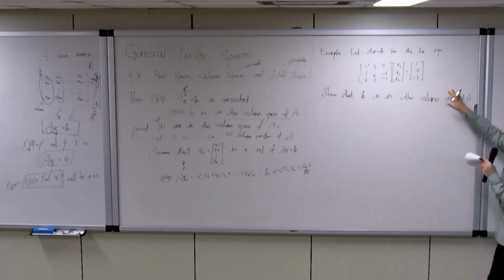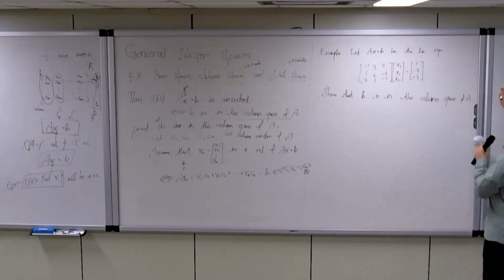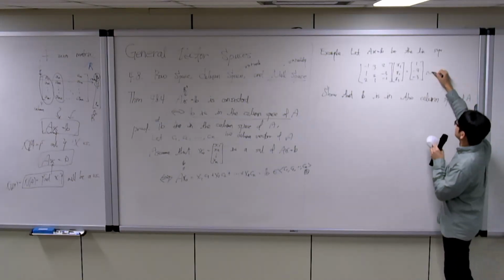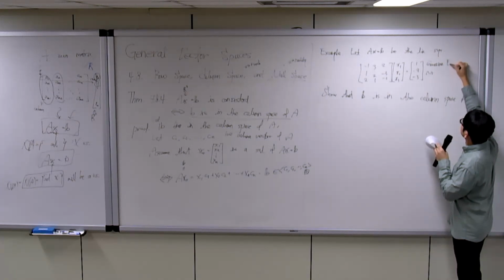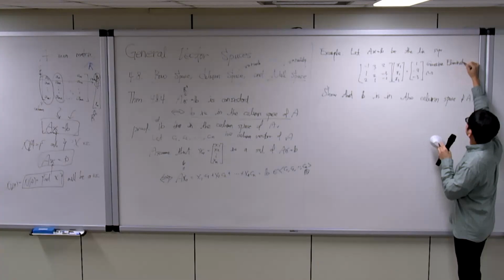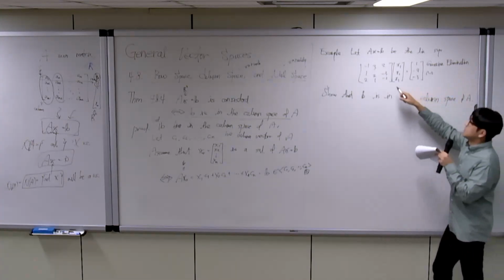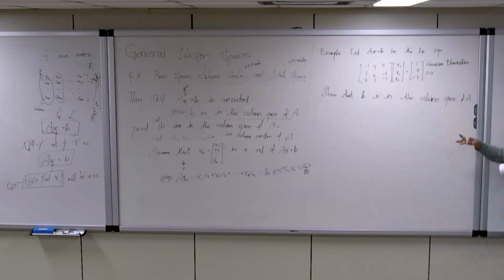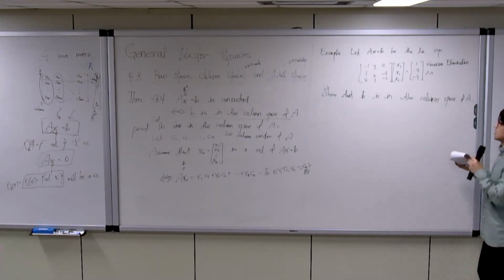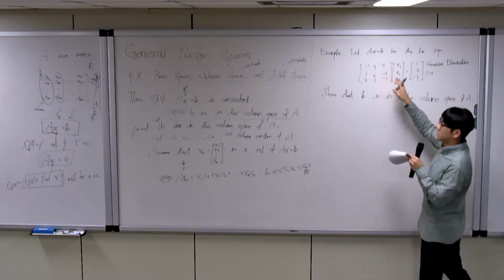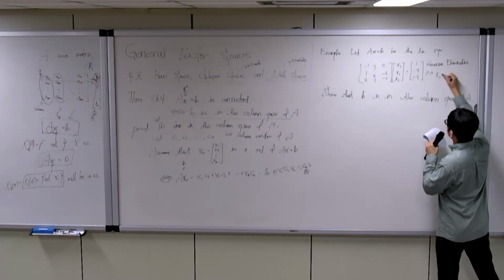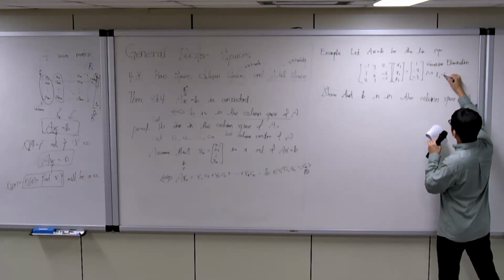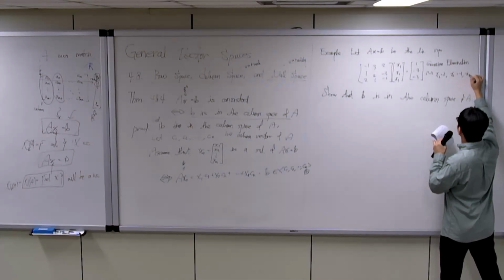I will not calculate here. By using Gaussian elimination, you might get the reduced row echelon form, and it will give the solution x1 = 2, x2 = -1, x3 = 3.